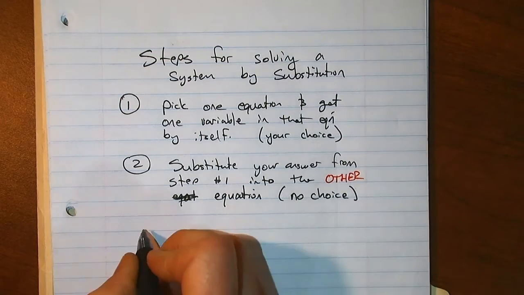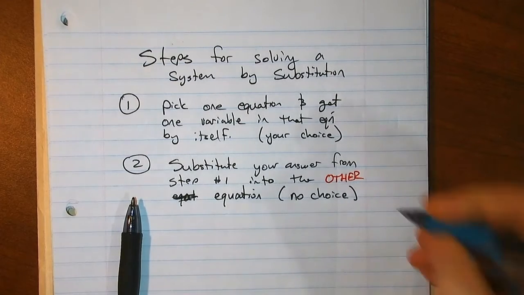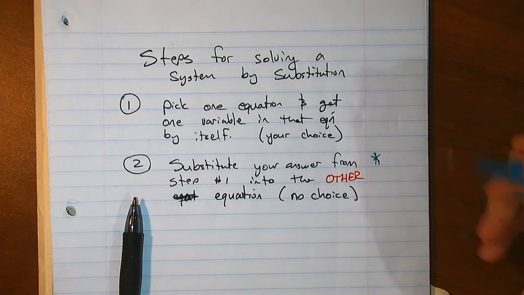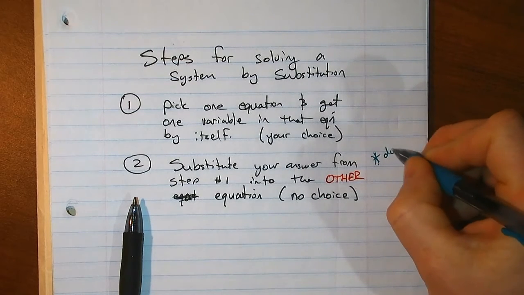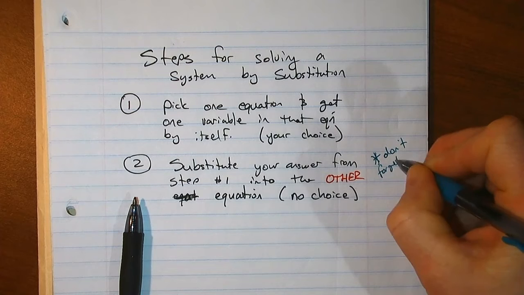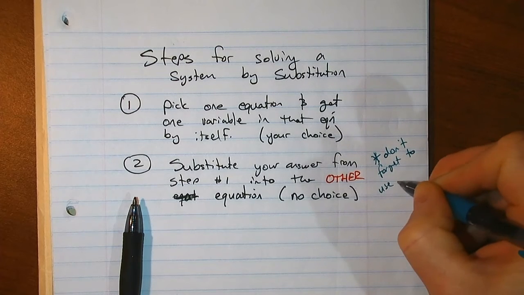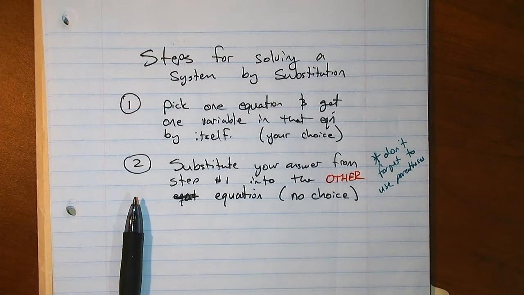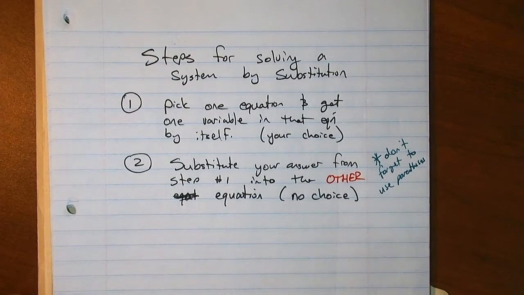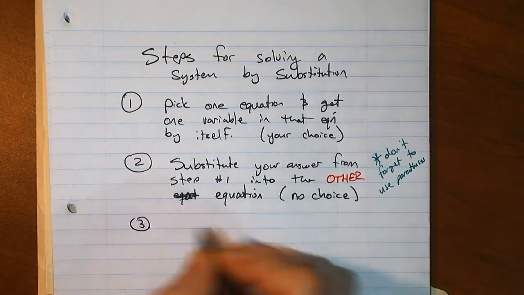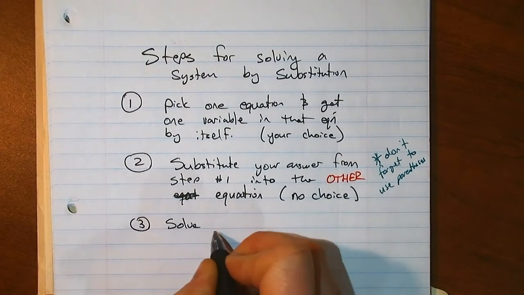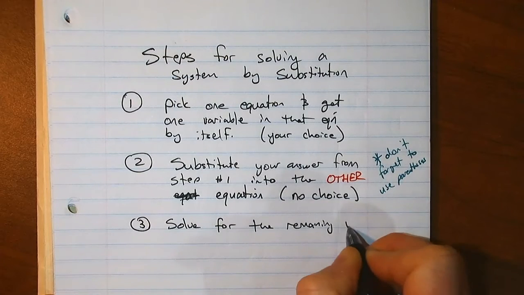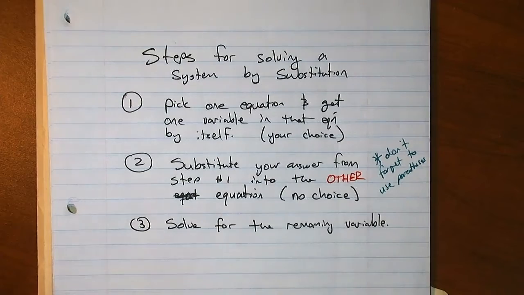Okay. Once you do that, don't forget, I'm going to just make this off to the side as a reminder. Don't forget, we've been saying it all year long. When you do substitution, use parentheses. We'll always use parentheses when we do substitution. All right, so once you've plugged that in, now we're going to solve for the remaining variable.